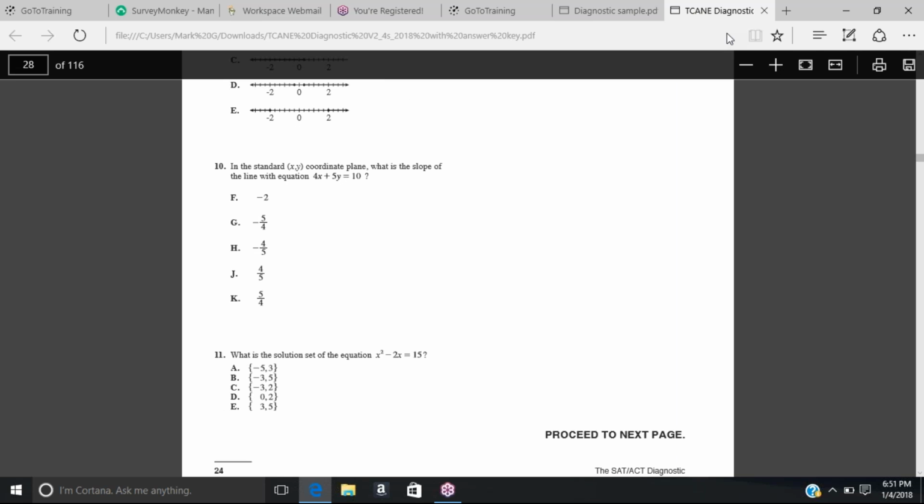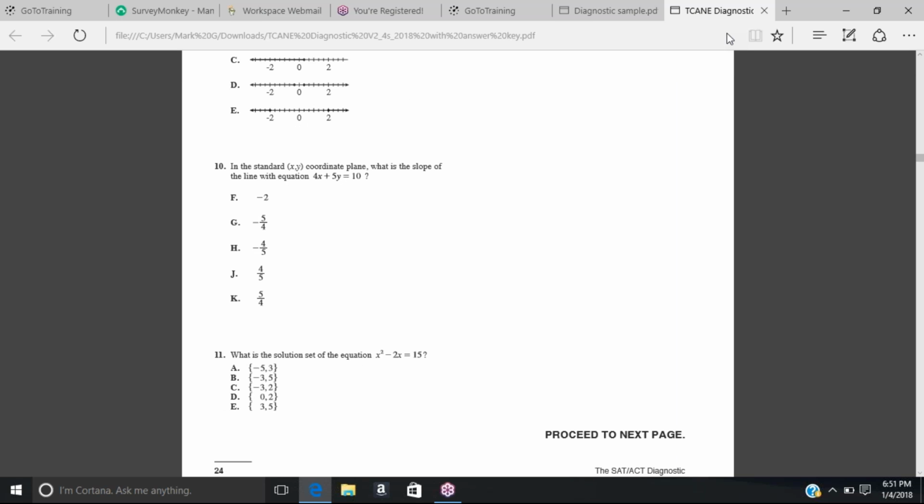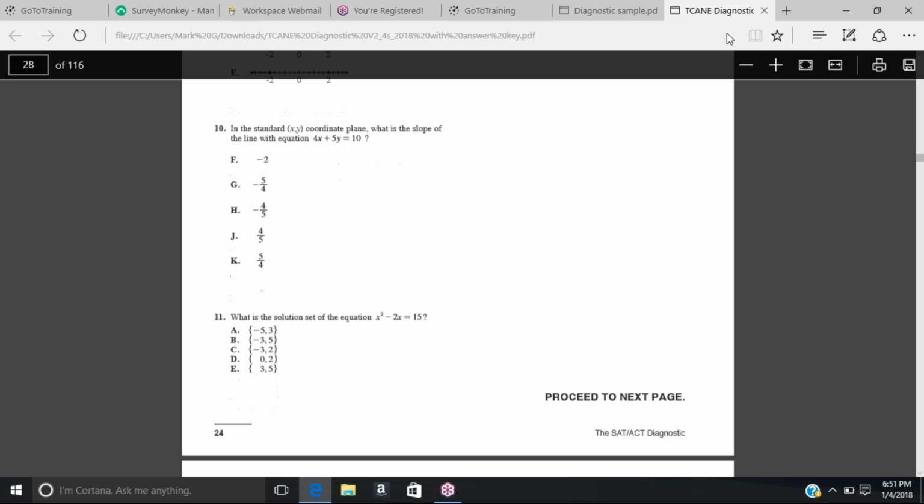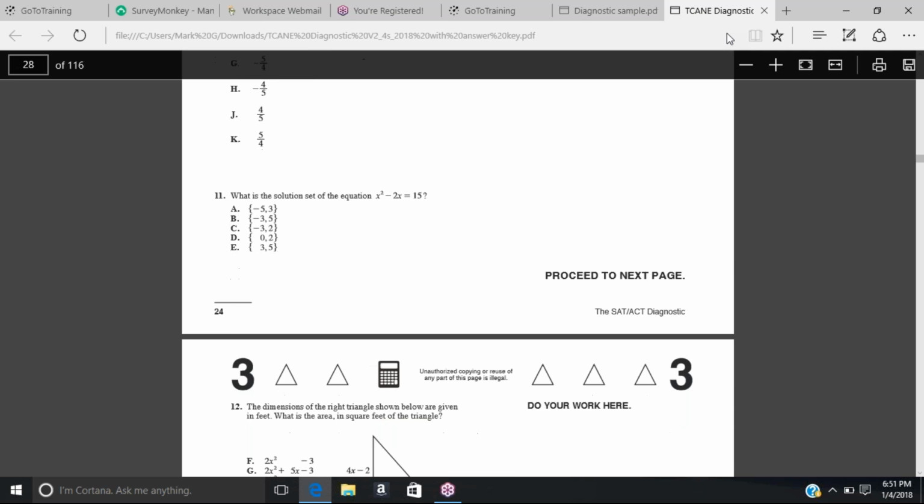Let's go to section 3 together. So in your real booklet, I want to do just the last 3 questions. The last 3 in the booklet should be on page 30.